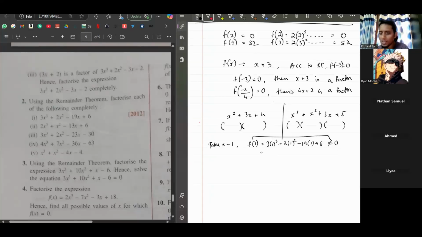And according to factor theorem, what does it say? If f of 1 is not 0, what does it mean? X minus 1 is not a factor, right? So like this, we're finding a factor by trying different values of x. First, we'll try 1, minus 1, 2, minus 2, 3, minus 3. It should come in these numbers.